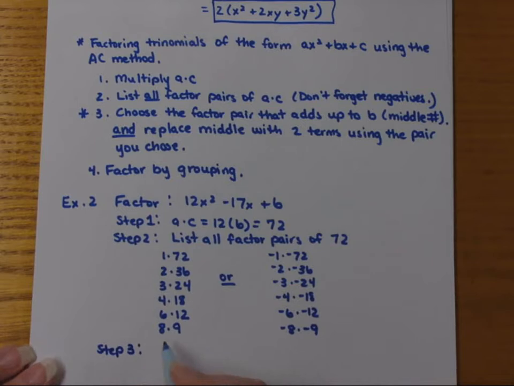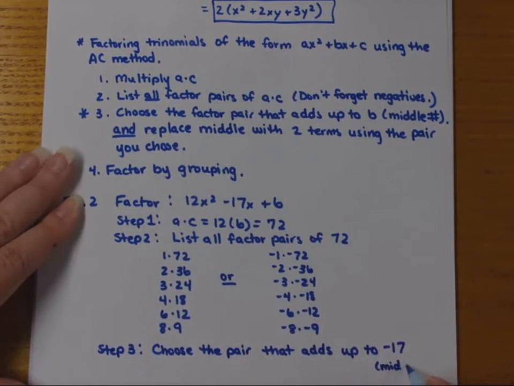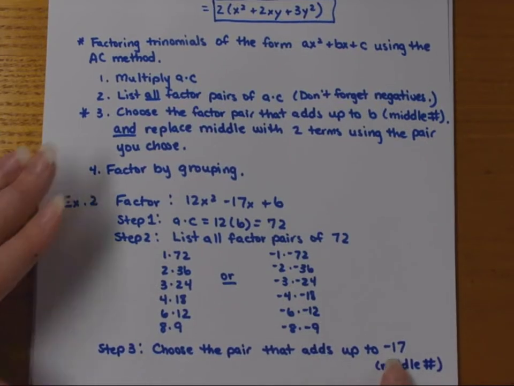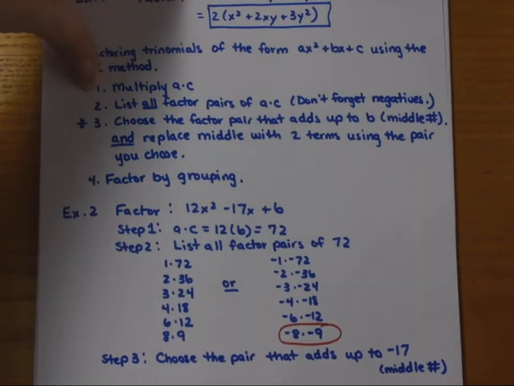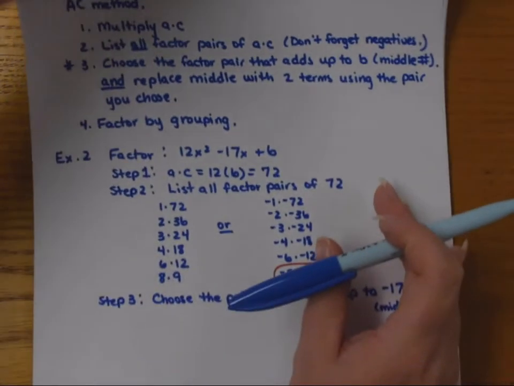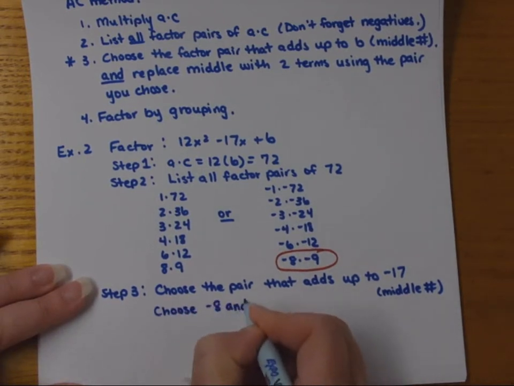So step 3 is I want to choose the pair, and there'll only be one, that adds up to negative 17. Remember, negative 17 is the middle number. The fact that we want it to be negative 17 tells us that we're going to be in this column. So we want to go down the list and find the pair that adds up to negative 17, and notice this is the one that's going to work. Negative 8 and negative 9 are going to work. So I'm going to choose negative 8 and negative 9.